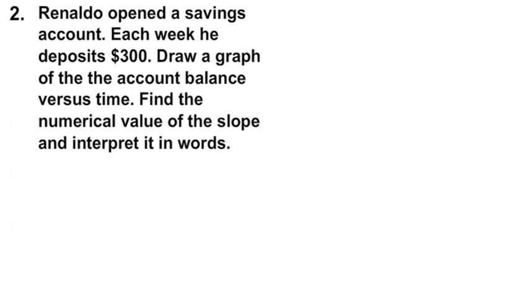My next example is Reynaldo. He opens a savings account. Each week he deposits $300. Draw a graph of the account balance versus time. Find the numerical value of the slope and interpret it in words. Okay, so now we have to draw a graph. We have to find the slope, and now we have to tell what it means. The first thing I'm going to do, though, before I have a graph, is I like to set up a table. So the keywords that we have here is each week he deposits $300.